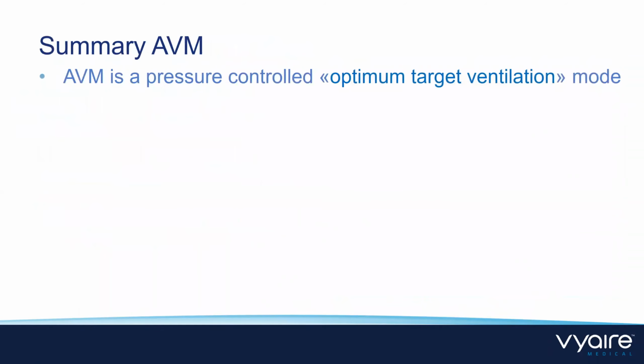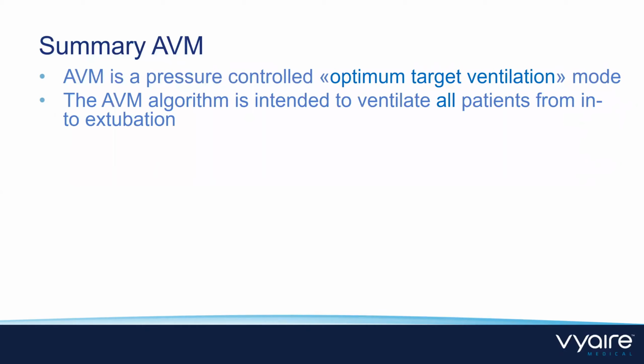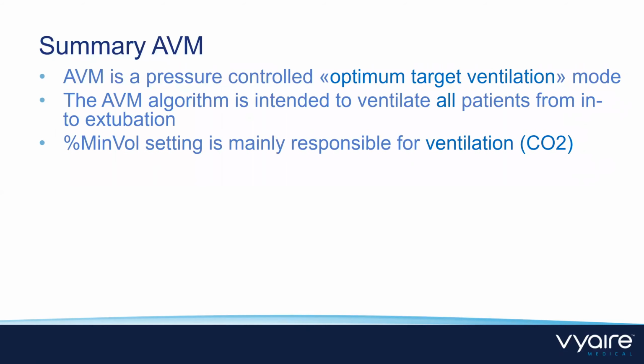So if we summarize AVM, it's a pressure-controlled optimum target ventilation mode. And having in mind, there is an algorithm, an equation, which is defining the optimum target and the best respiratory rate for lowest work of breathing. The AVM algorithm is intended to ventilate all patients from intubation to extubation so that no switch to another mode is necessary anymore. The percentage of the minute volume setting is responsible for your CO2. So the minute volume setting is your CO2 button.